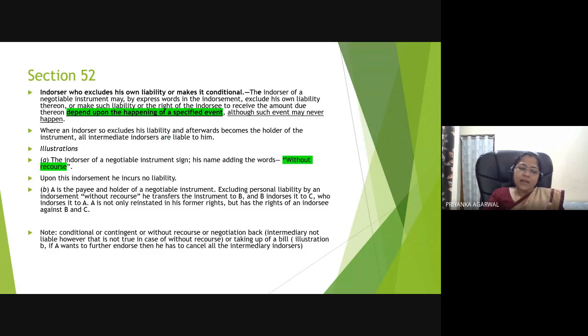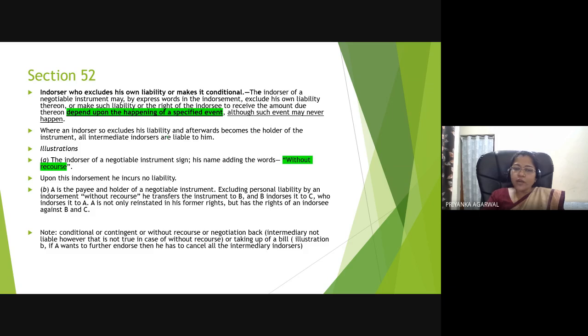Why is an endorser looking for this? Why did this law itself come? Why would an endorser like to exclude his liability? The endorser is not necessarily the maker of the instrument, right? He can just be a holder of the instrument. So he might not be aware whether the person who has given this instrument, the maker of the instrument, is a real maker or not. There might be a possibility that it is a fake instrument, right?